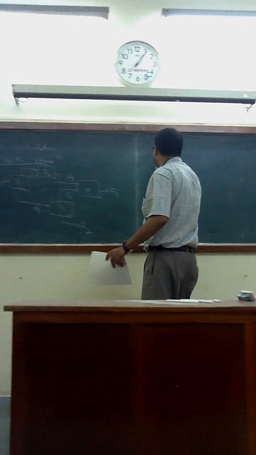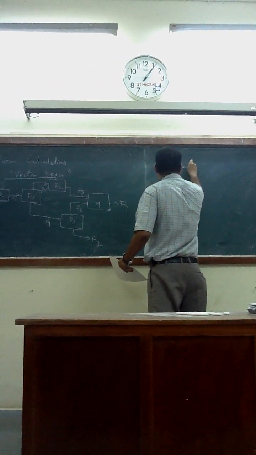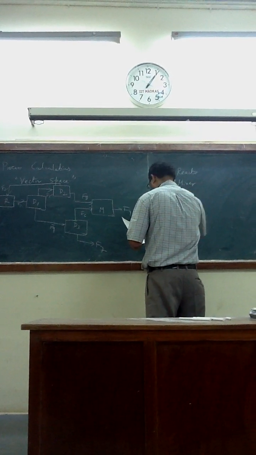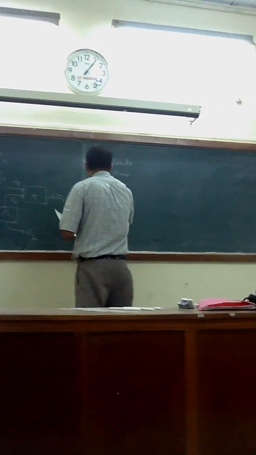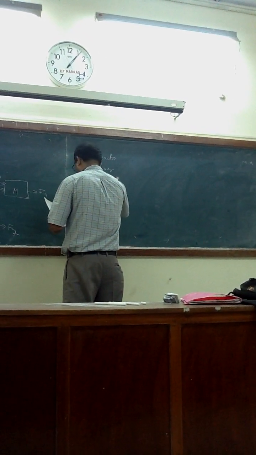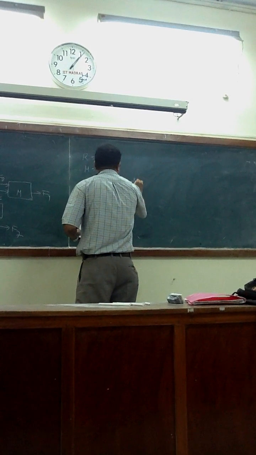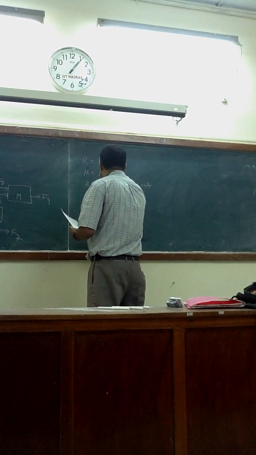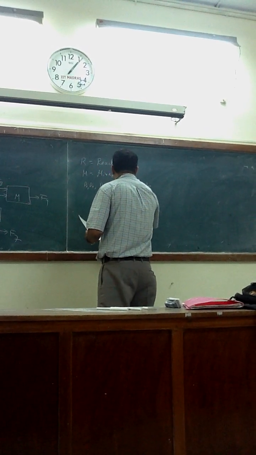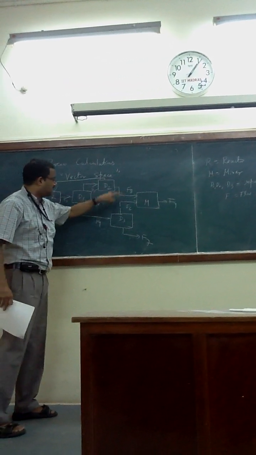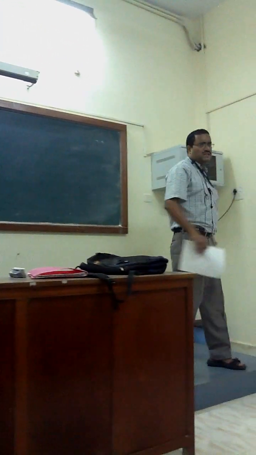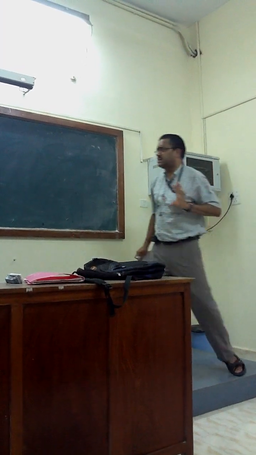So here R is reactor, N is mixture, then D1, D3 are the separator units, and F are the products. How many products? F1, F2, F3, F4, 5, 6, 7, 8, 9. Fantastic. 9 products. This is a typical chemical process industry.